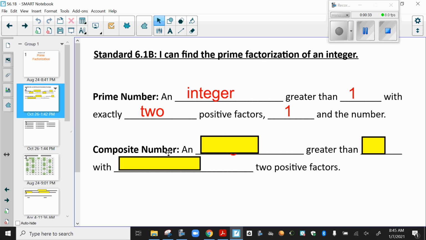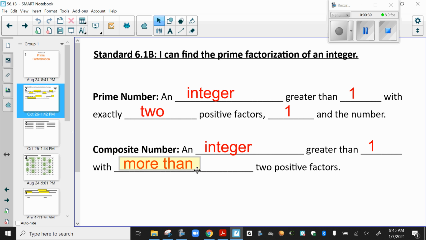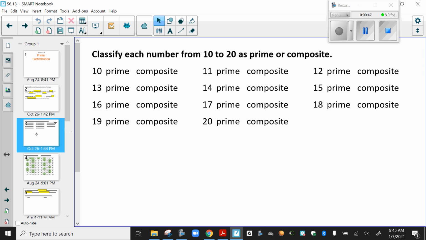All right. A composite number is the other type of number. That is an integer greater than 1 with more than two positive factors. Everything greater than 1 is either going to be a prime number or a composite number. So we've got to think through this first. Let's talk about that.